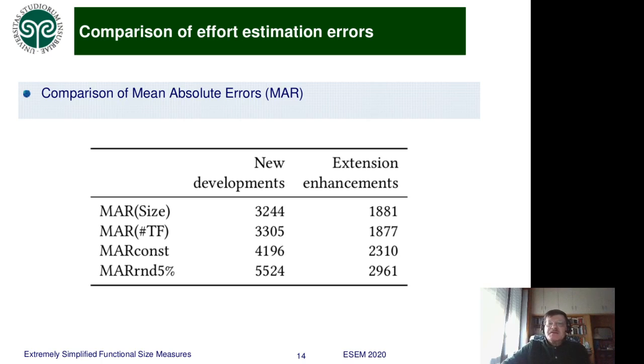When looking at the mean absolute errors, we find that for new development using the standard ifbook size, we get a slightly smaller error. Specifically, using the number of transactions, we get a mean absolute error that is less than 2% higher. Concerning extensions, the model based on the number of transactions is marginally better. Both models are definitely better than models that use no functional size measure.